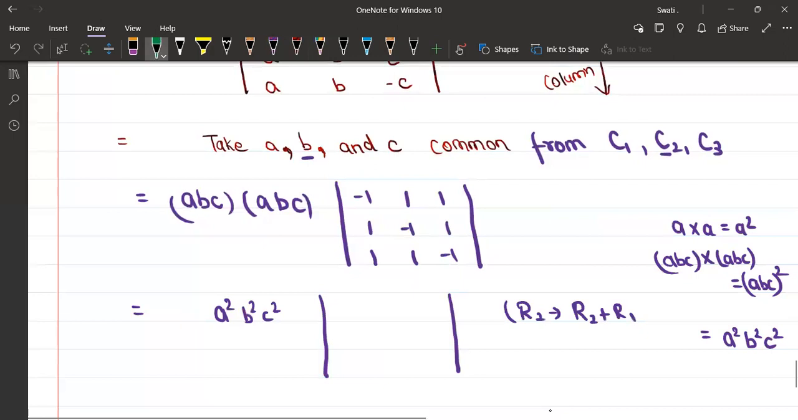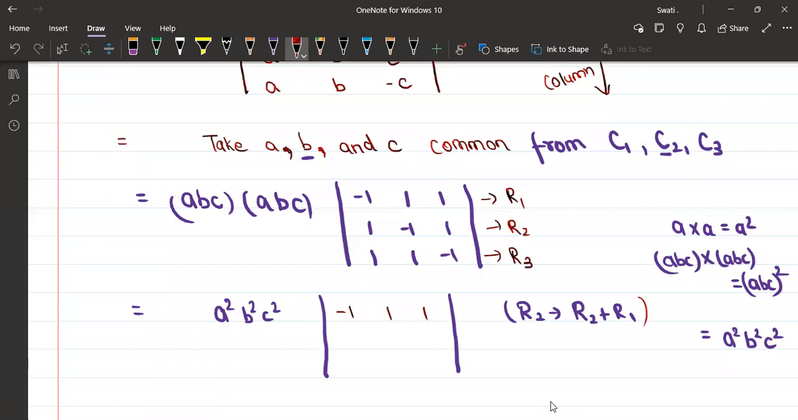Remember, if you're getting confused, this one is R1, this one is R2, and this is R3: row 1, row 2, and row 3. So what is the row operation that I'm applying here? That is R2 as R2 plus R1. It simply means that the other rows you have to write down as they are. So it is minus 1, 1, 1 as it is.